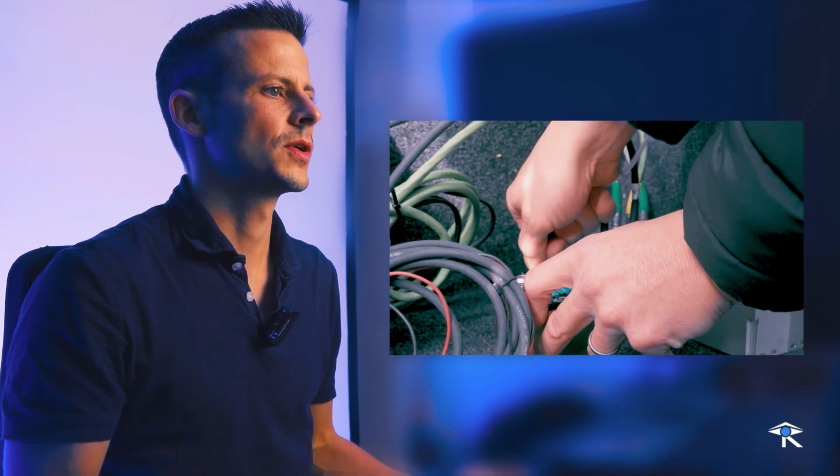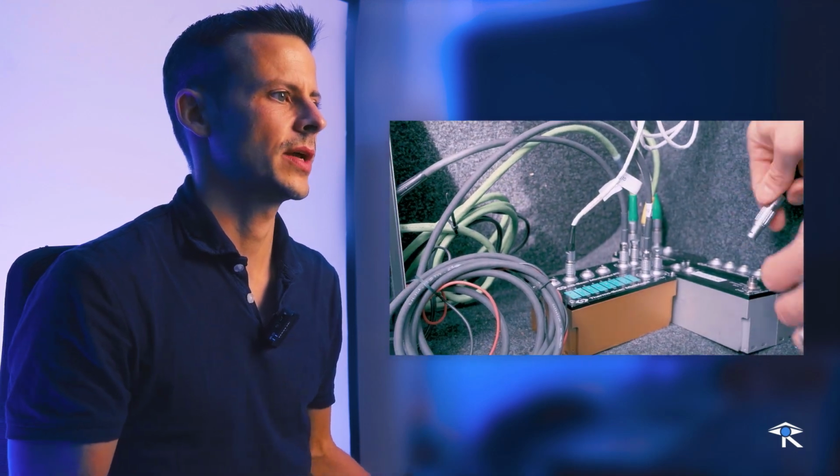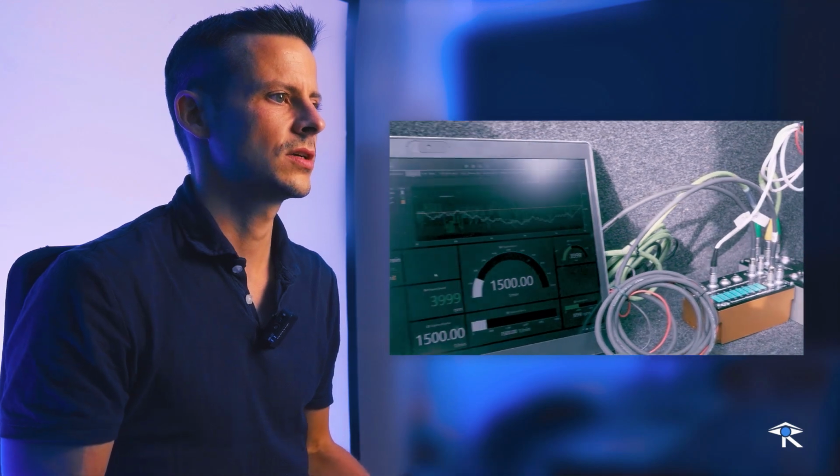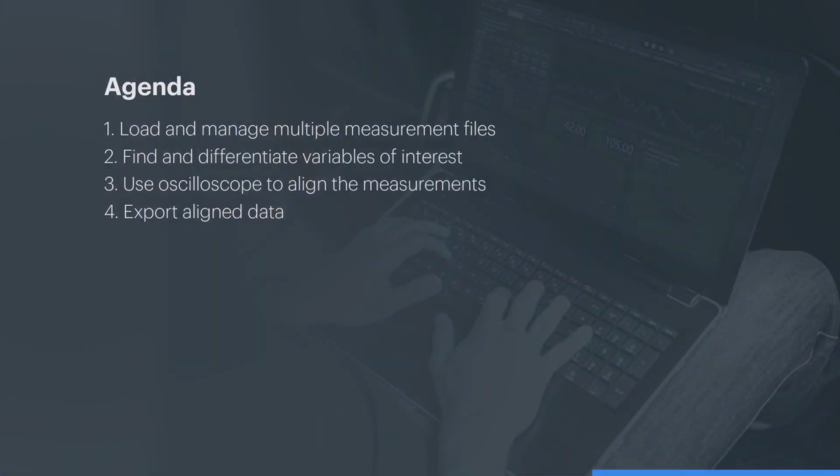Or if you have multiple recording devices, for example DiagRA X, as well as a separate data logger in the car. In this case, even one recording session will result in 2 measurement files which you want to put together. In DiagRA X Viewer Pro, you can load and analyze any number of recording files. In this video, I will show you how to load and manage multiple measurement files, how to find and differentiate the variables of interest, how to use the oscilloscope to align the measurements in both time and value dimensions, and how to export the aligned data.